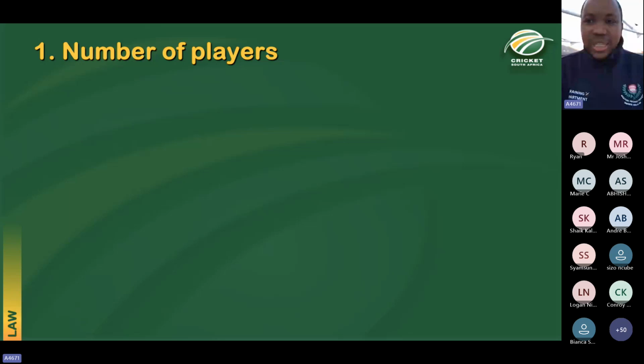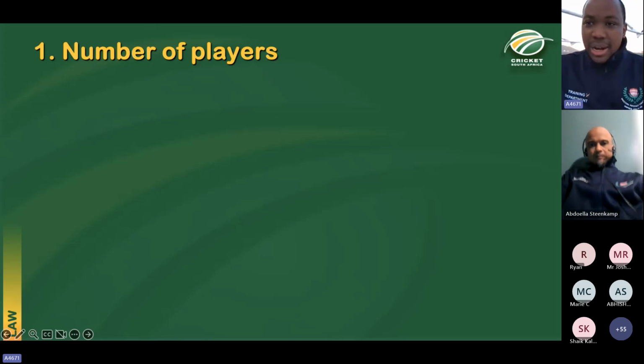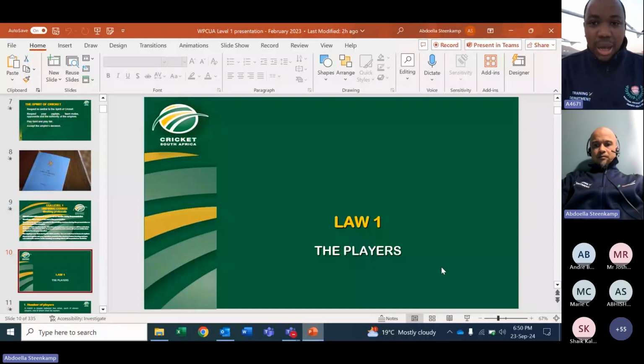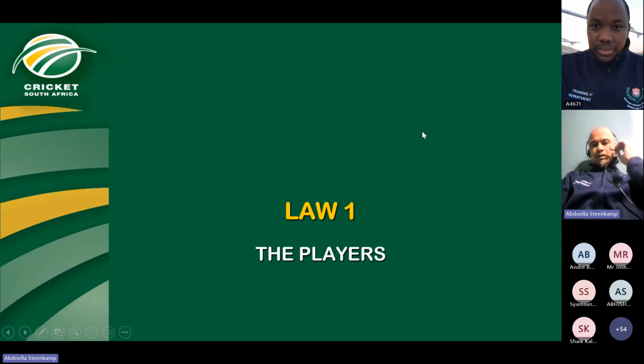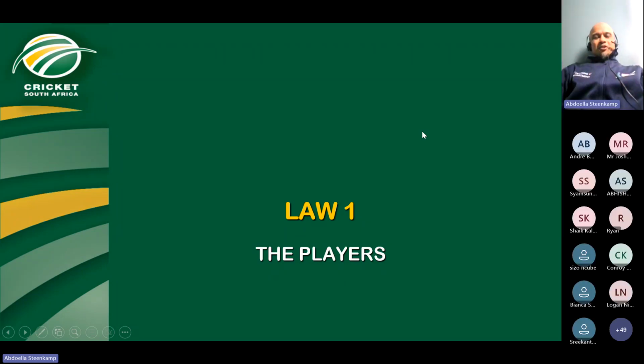That is me for this evening. I am now going to hand over to my colleague Abdullah Steenkamp to take us through laws 1 through to 5. I am unsharing, and I think Abdullah will share his screen. Over to you, Abdullah. I will chat to you at the end of the presentation for our question and answer session. Thank you so much, Tom. Good evening to you and the rest of the attendees.